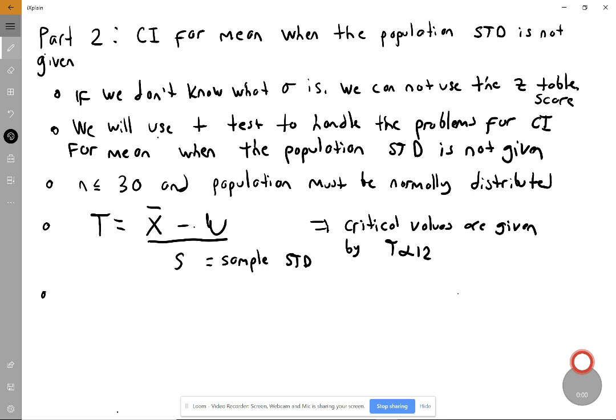And there are certain requirements for the t-test. First of all, the sample size needs to be smaller than 30, and population must be normally distributed. Again, the sample size needs to be less than 30, and the population must be normally distributed. So this reminds me of something. If the population needs to be normally distributed, that means there is a similarity between t-test and the z-test. In fact, t-test is very similar to the z-test. It just handles the small sample size.